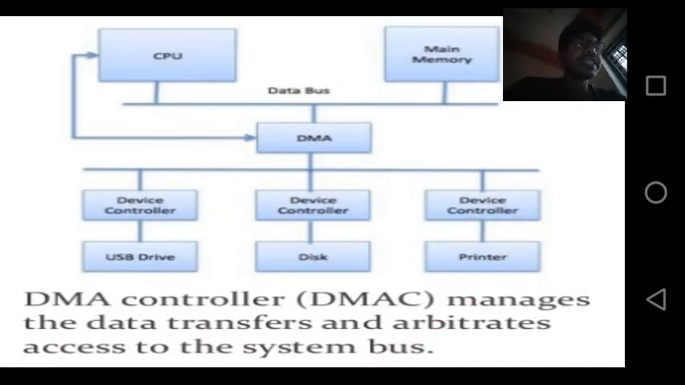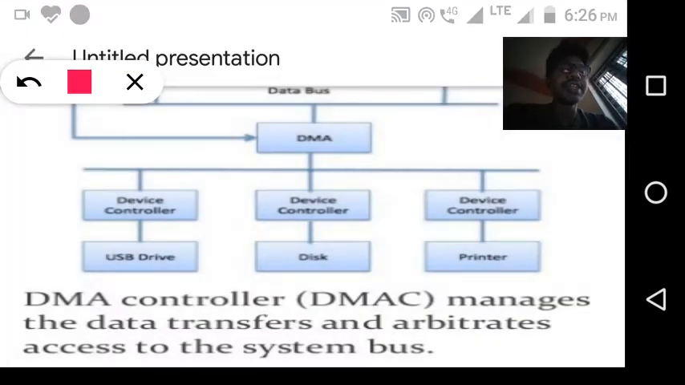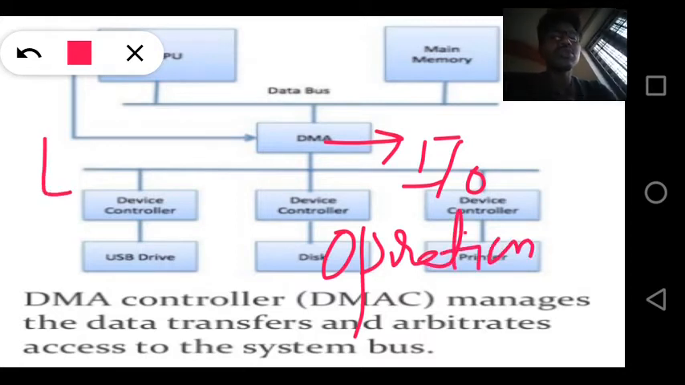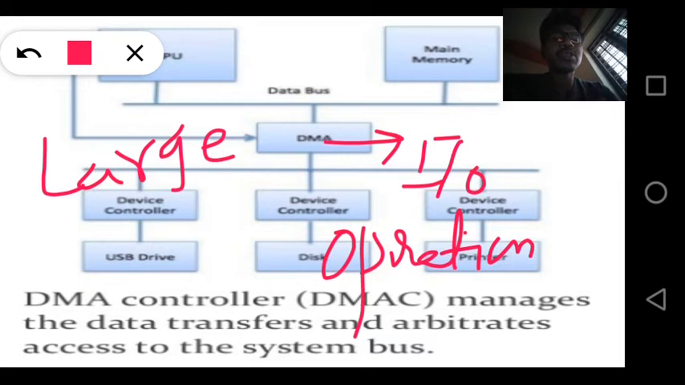So now you should get an idea that the DMA is much like a processor which is dedicated for performing IO operations, that too transferring large amounts of data.